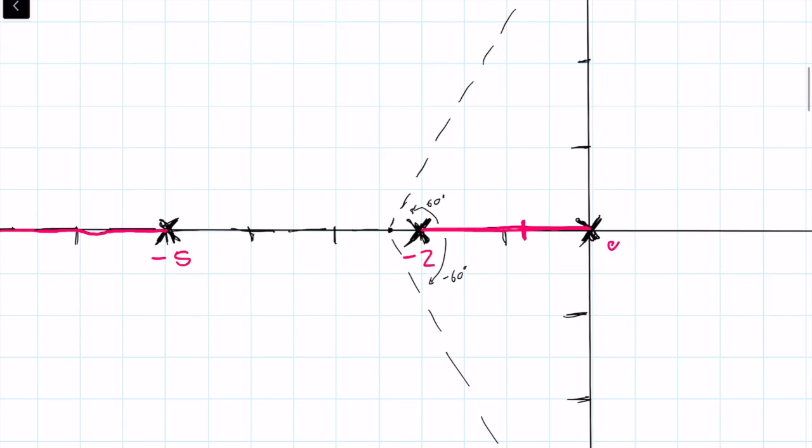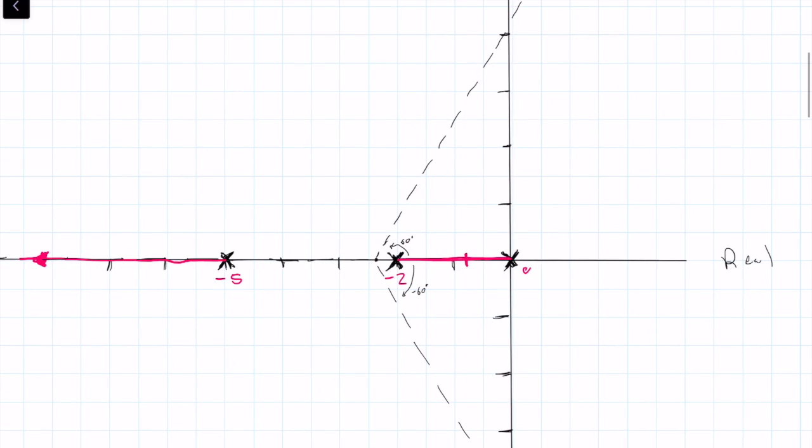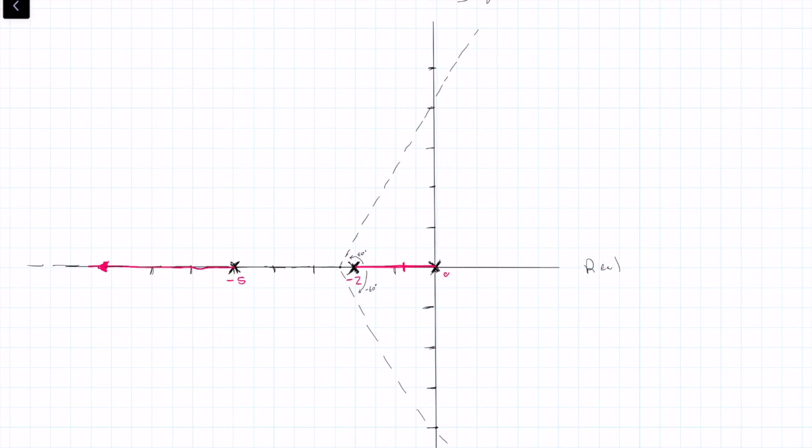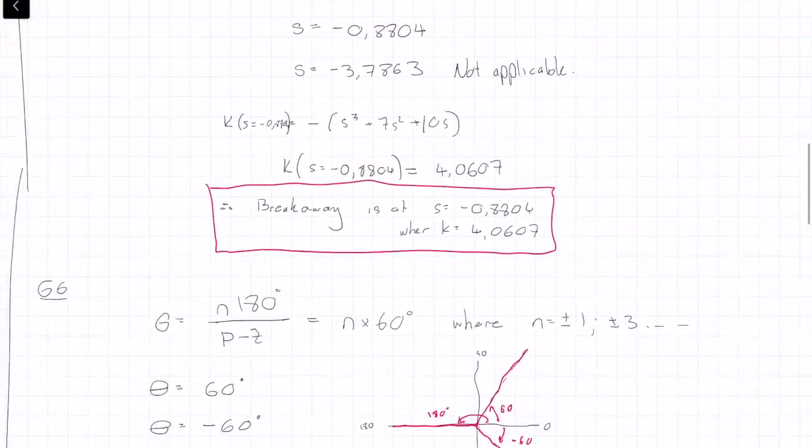Okay, so in this case, what's going to happen is it breaks away right here at the point we calculated, and it's going to go up like this somewhere and cut the axes at some value and go along to infinity along that. So what we want to do is try to figure out where it cuts it. To do that, we go on to guide number 8.